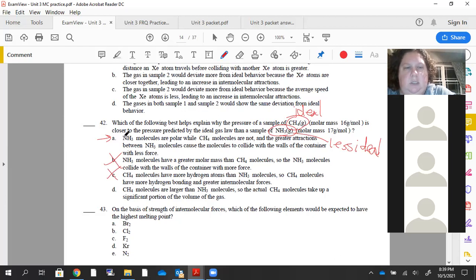And then D says CH4 molecules are larger than NH3 molecules, so the actual CH4 molecules take up a significant portion of the volume of the gas. Even if CH4 was larger than ammonia, they told us that CH4 acts more ideally, and that means we would want it to have smaller volume because it wouldn't be taking up volume. So that one is out. So I'm going to go with A.